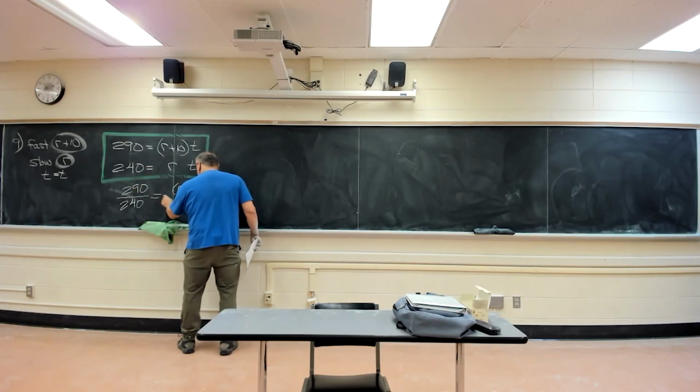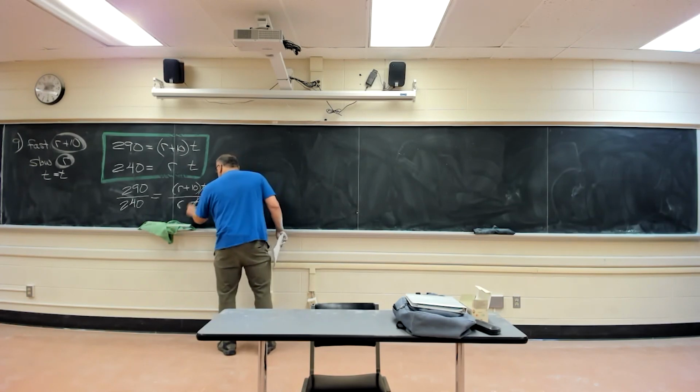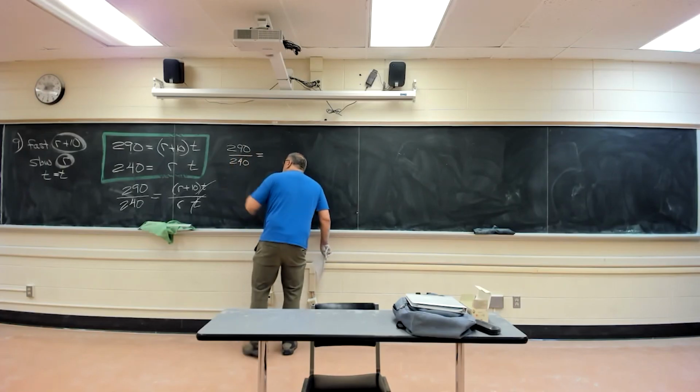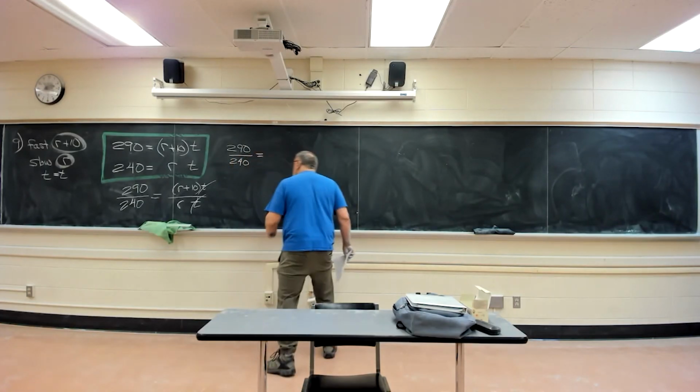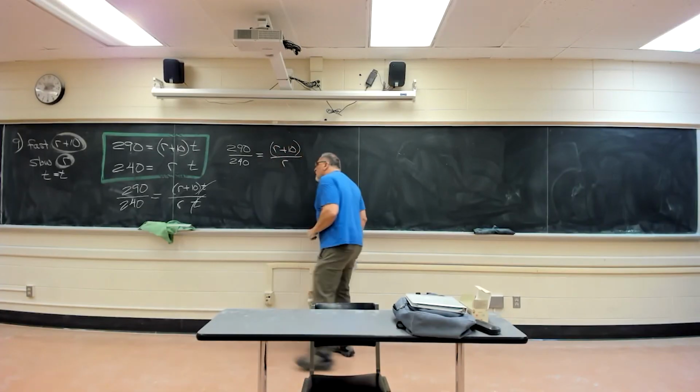I don't know what t is. I can find it out later if I need to. It's a very big move. That's the move to make, right there. The t's cancel. You got 290 over 240 is r plus 10 over r.